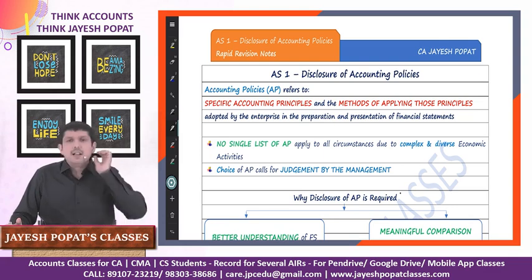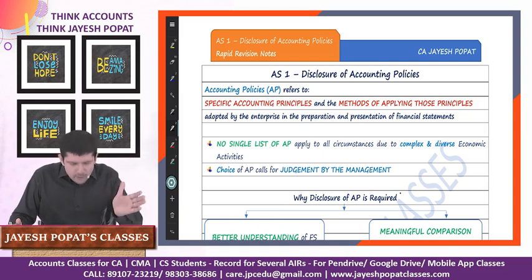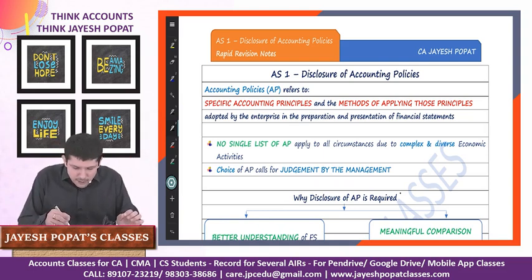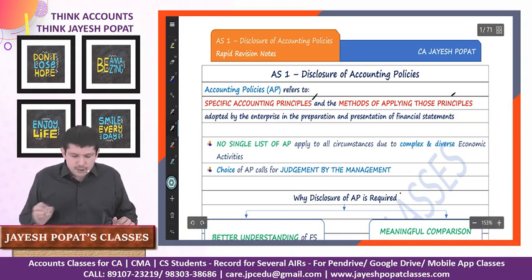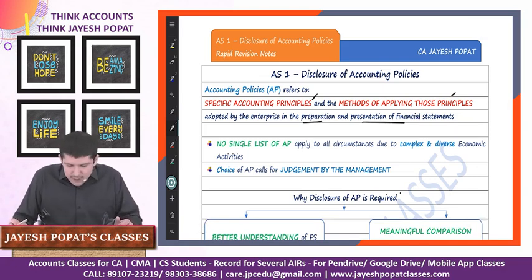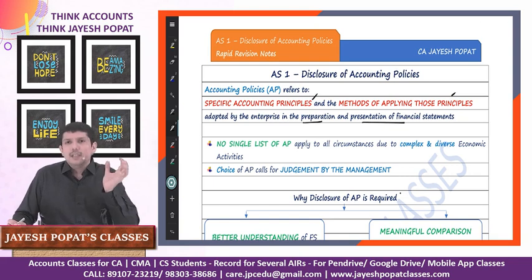So let us look at how the accounting policy has been defined in the standard. In the most simple sense, accounting policies would mean a certain set of rules, guiding principles or conventions which the enterprise has followed and adopted in the preparation and presentation of the financial statement. So accounting policy refers to specific accounting principles and the methods adopted for applying those principles by the management or the enterprise in the preparation and presentation of the financial statement. I have already said that the various accounting policies will be derived from the various accounting standards which have been issued by the ICAI.